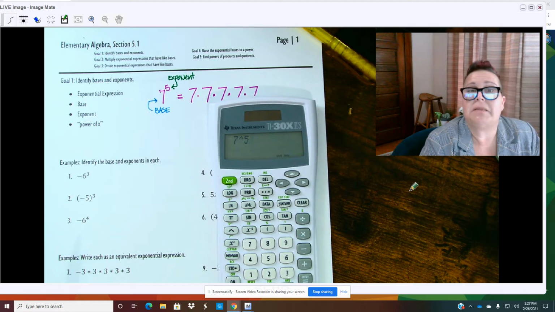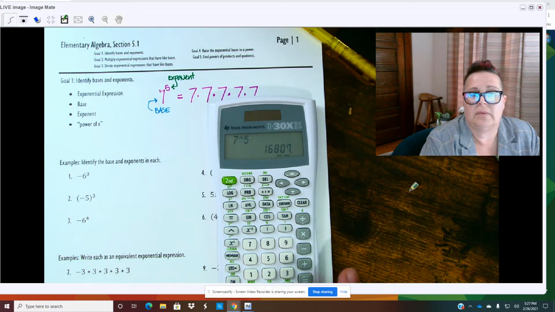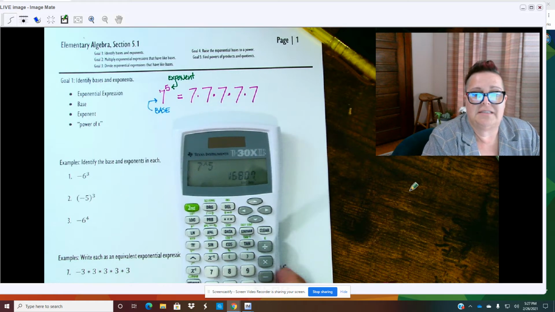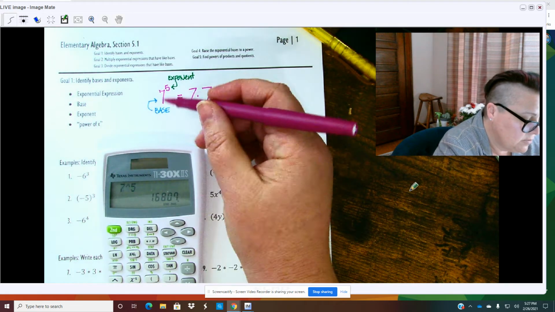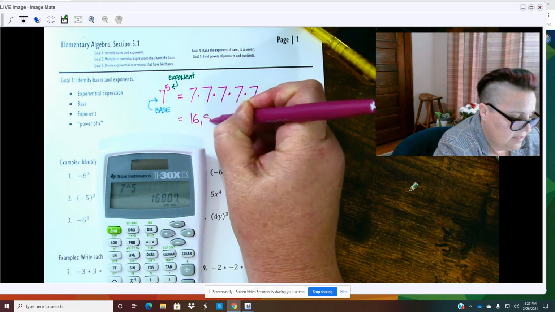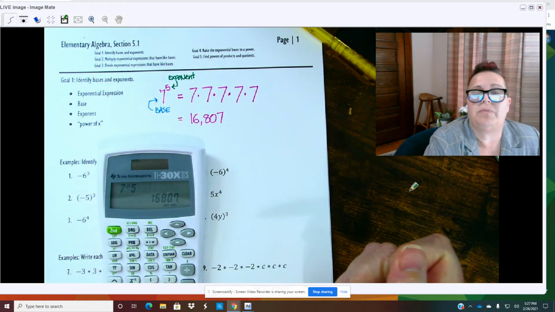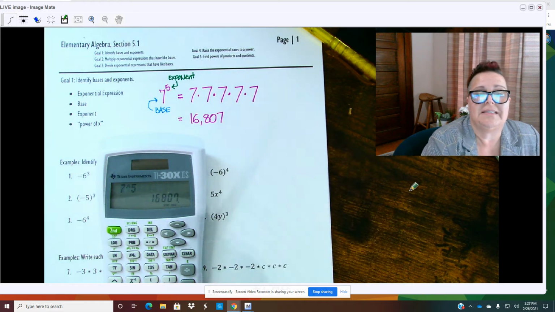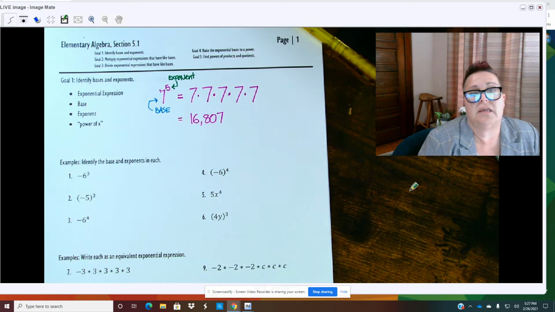So when I type this, I expect to see a very large number when I hit enter. And I do. I get 16,807. This is known as standard form. So 7 to the 5th would be our exponential form, and 16,807 would be what we call the standard form, right?